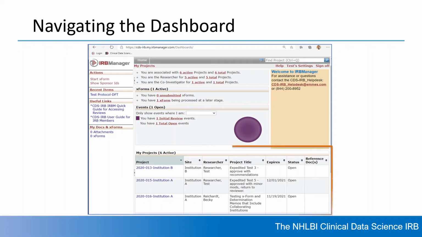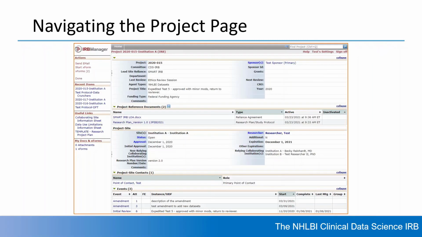And the last section on the center of the dashboard is a table of all active projects. Clicking on the project ID will take you to the main project page for that project. In IRBManager, a project refers to a research study. It is assigned a project ID and associated with a lead principal investigator and a lead institution.